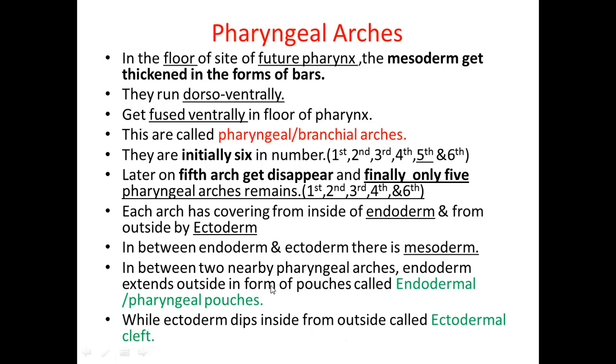While endoderm extends like a pouch structure outside, which we call endodermal or pharyngeal pouches, a single arch is lined from inside by endoderm, outside by ectoderm, and in between there is mesoderm. So this is the structure of pharyngeal arches. Along with that, one should know the concept of what a pharyngeal pouch is and what an ectodermal cleft is.